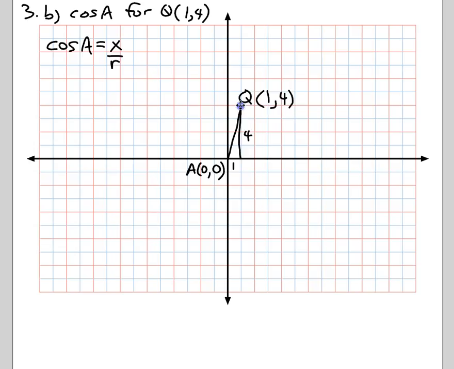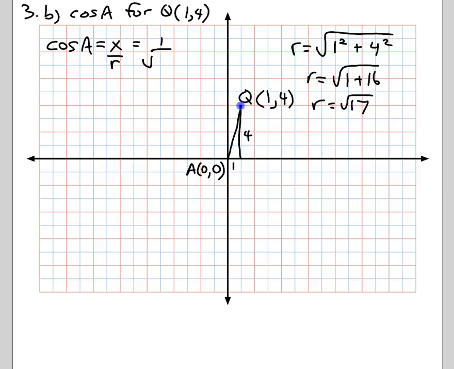So, do we need r? Yes, we do. All right, well, that was just a bit of a test. We'll see for tangent, that won't be necessary. R here is the square root of 1 squared plus 4 squared, which is going to be a little bit of a nasty number. That's 1 plus 16, which is 17, so root 17. Now, we can put in our values here. X is 1, R is root 17.